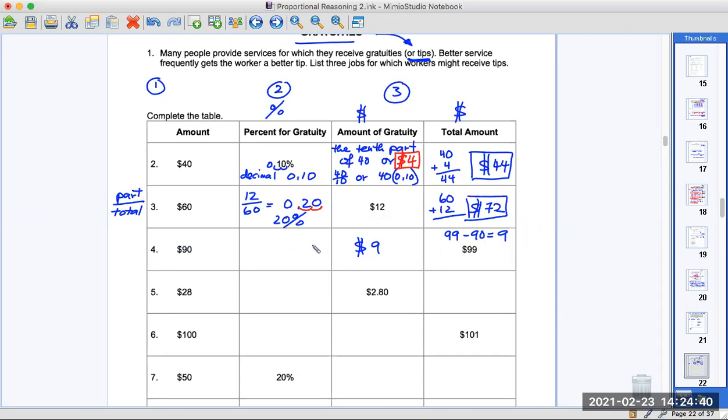And then we need to figure out what's $9 of $90. So remember, you're dividing the part over the total. And when you do that, 9 divided by 90, you get 0.1. Move your decimal 2 to the right. That's 10% tip.